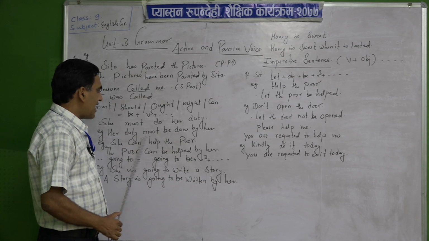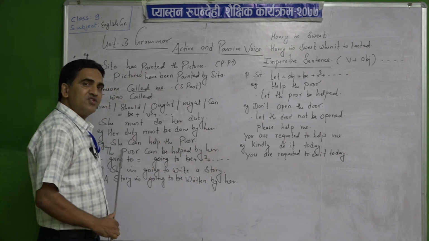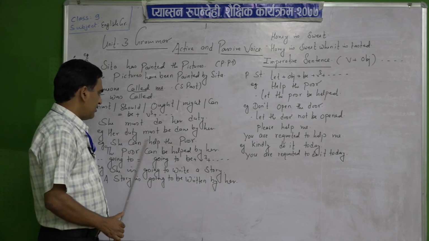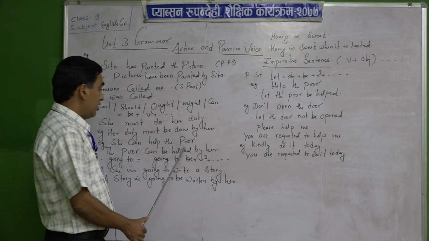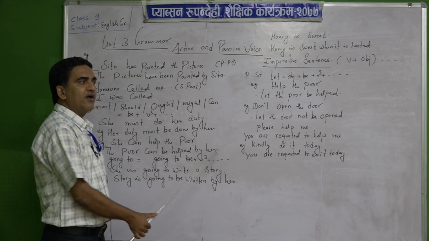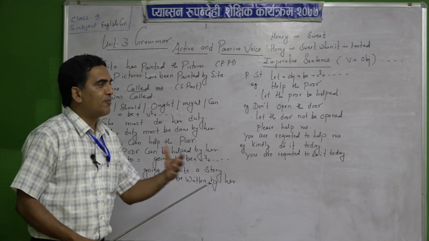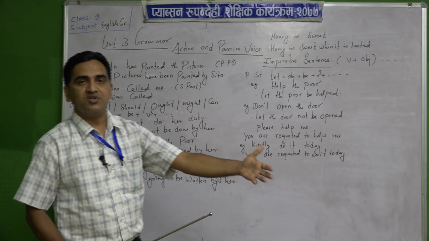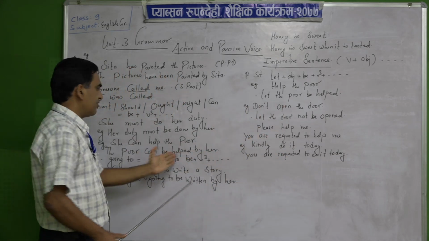Another, she can help the poor. How can you change into passive? Look at here, she is subject, can is auxiliary, help is the main verb, the poor is the object. So now the poor comes first. The poor can be helped by her. It is now passive. Can be plus B3, may be plus B3, must be plus B3, ought to be plus B3. In this way we should change this verb into passive.